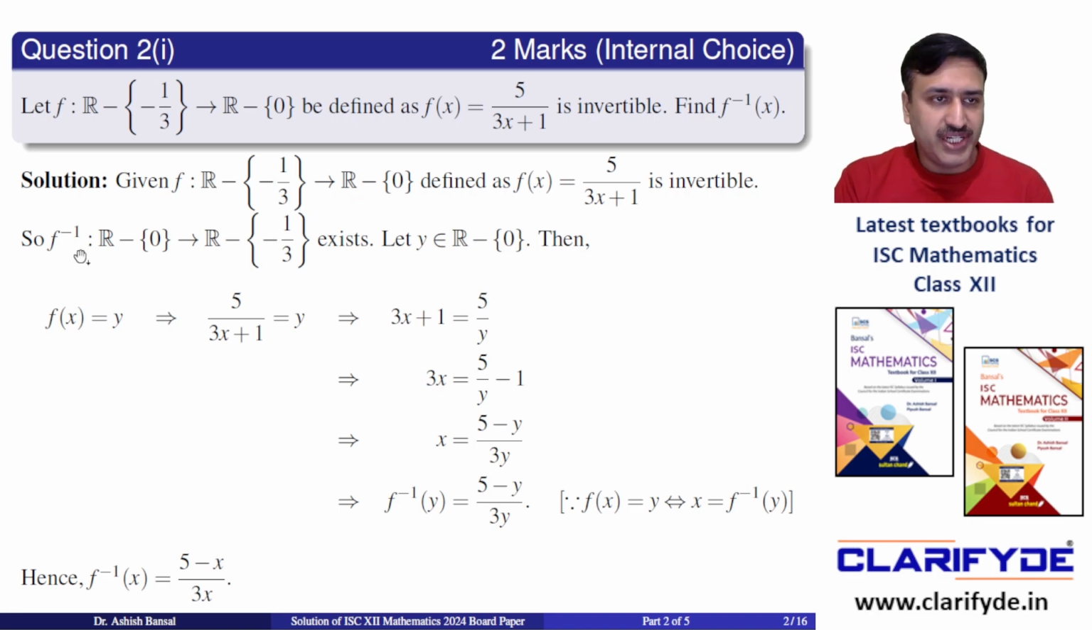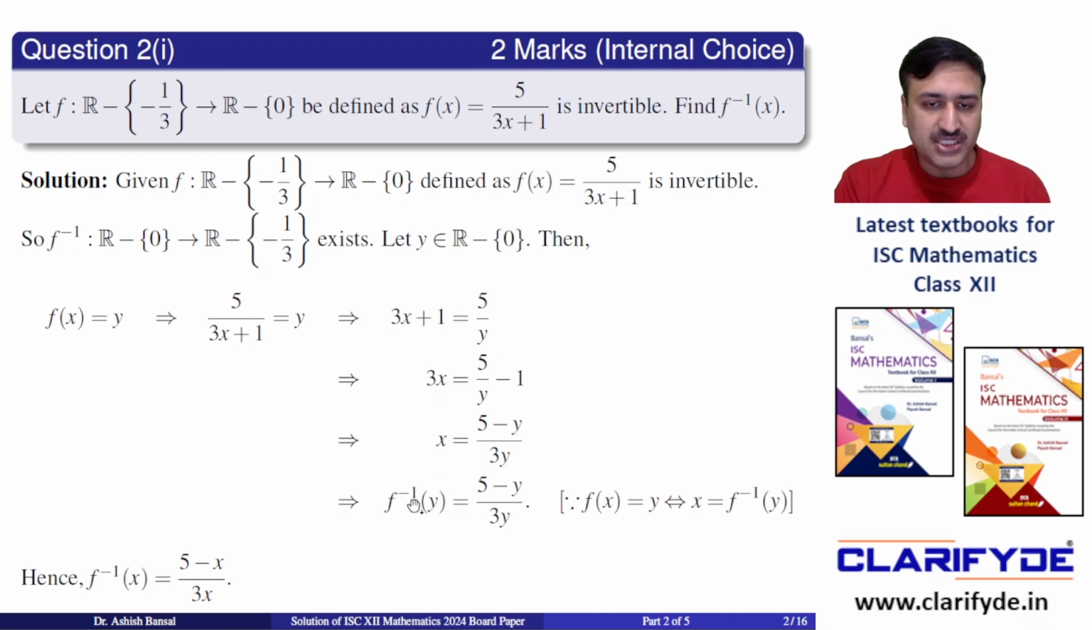So given this function f to be invertible, we can say that f inverse from R minus {0} to R minus {-1/3} exists. So let me take an element y in the codomain of f. And since f is invertible, that implies f is onto. That means there is an element x in the domain such that f(x) = y. Now f(x) = y implies 5/(3x+1) = y. Upon simplification, we get x = (5 - y)/(3y).